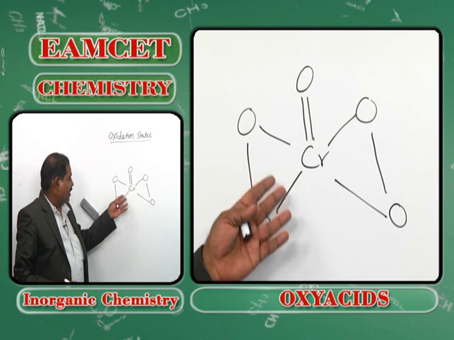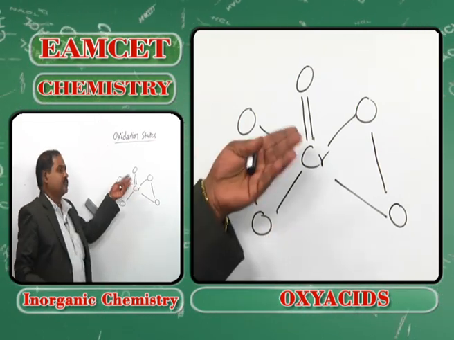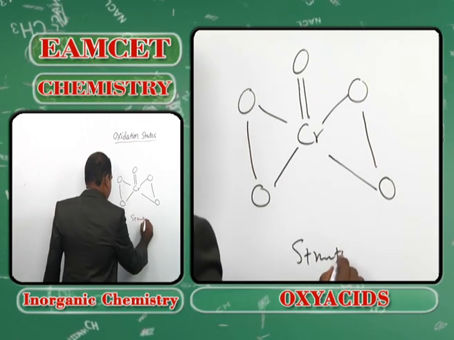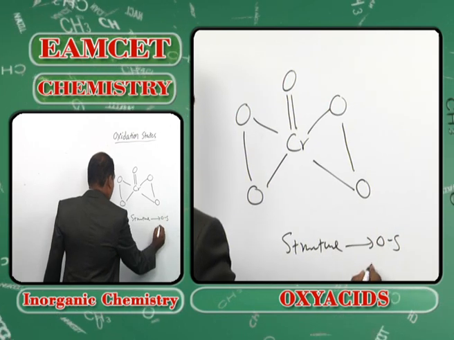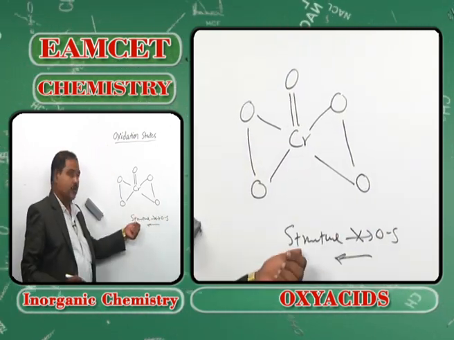You should not calculate oxidation states from the structure. Moreover, you have to draw the structure from the oxidation state. It is not structure to oxidation state, but oxidation state to structure. That is wrong. From the value of oxidation state, I could draw the structure.